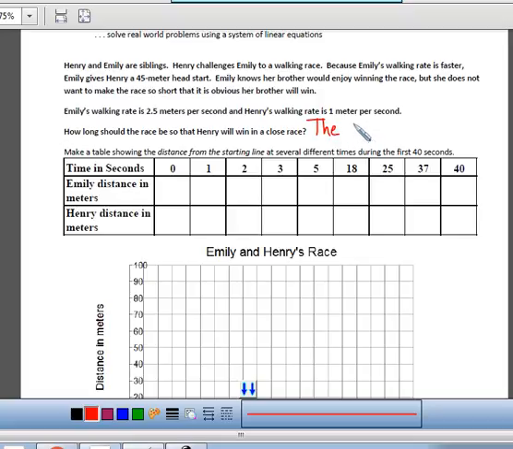The race should be about 29 seconds. And what that will do is Henry will be just ahead of Emily, and he will win a close race.